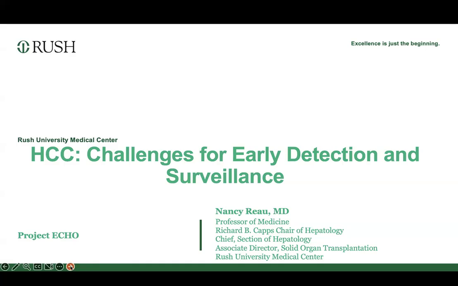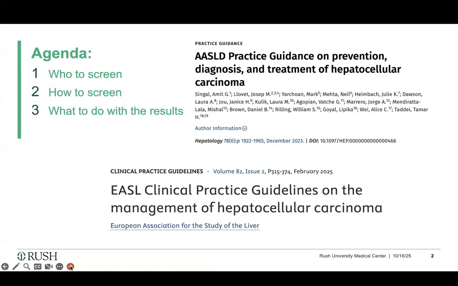So I'm talking today for Hepatitis, HCC Awareness Month, about early detection and surveillance for liver cancer. The agenda really is to talk about who to screen, how to screen, and what to do with the results. And as a reminder, there are two guidelines out there that are pretty up to date. The European guideline is the more recent one in 2025, and then the AASLD guideline from 2023. But these are free resources available to everyone. They're definitely large and lots and lots of information, but they do have some pictures in them. And most of what I'm going to cover is going to be reflected from these guidelines.